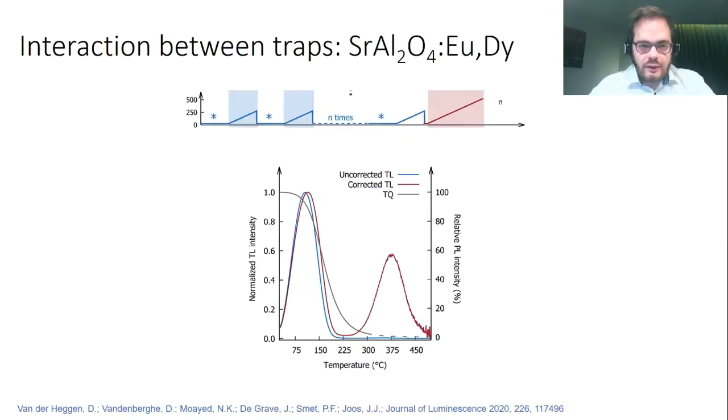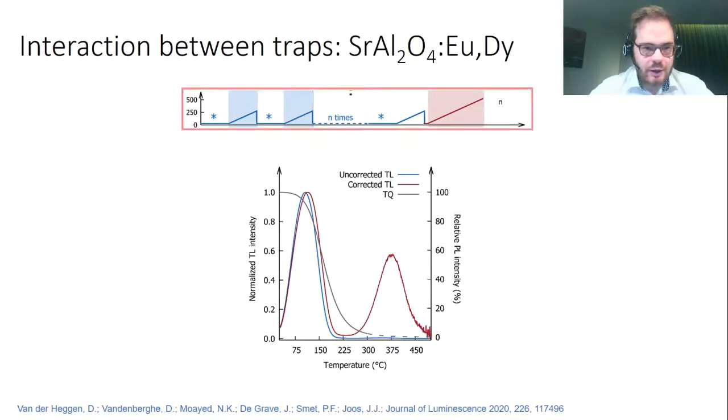So it would be interesting to investigate this as well in strontium aluminate, the material we have been discussing up till now. And to do this, we devised the following thermoluminescence experiment. In each experiment, we started by illuminating the material and then heating up to about 250 degrees centigrade, which, if you look at the thermoluminescence curve, is sufficient to empty all the shallow traps and record the low temperature thermoluminescence peak. Subsequently, we cooled down, illuminated again, heated up to 250 degrees centigrade, and repeated the cycle a few times. And finally, at the end, we heated up to 500 degrees centigrade in order to be able to record the high temperature thermoluminescence peak as well.